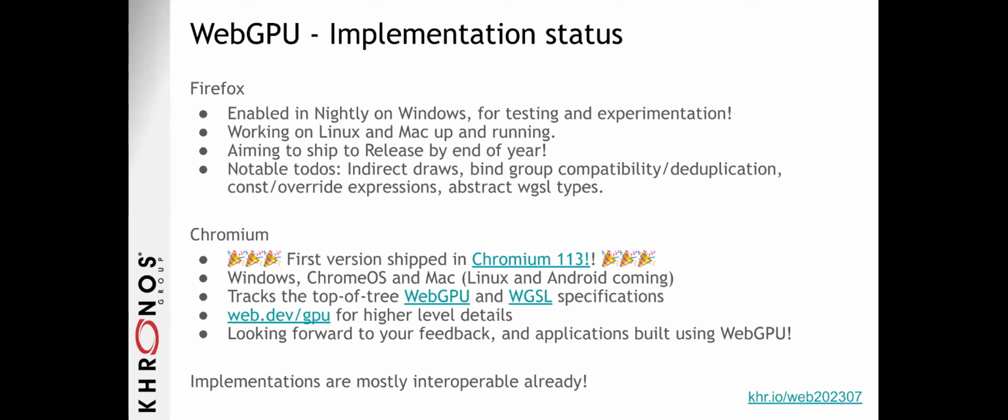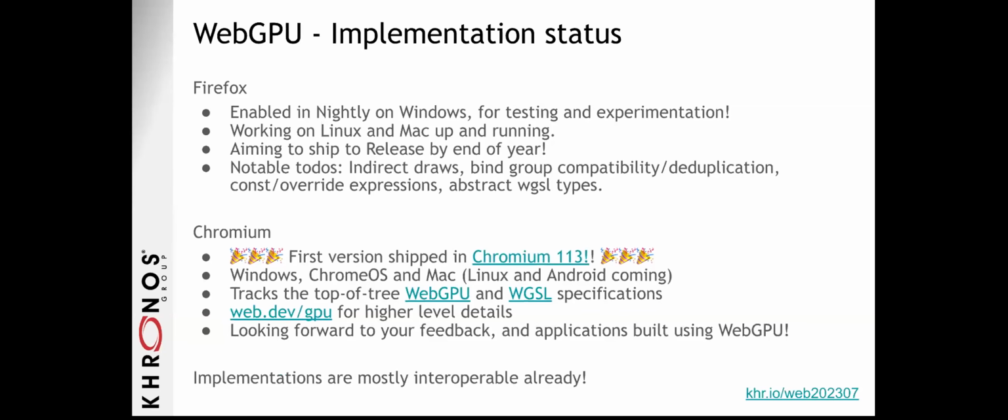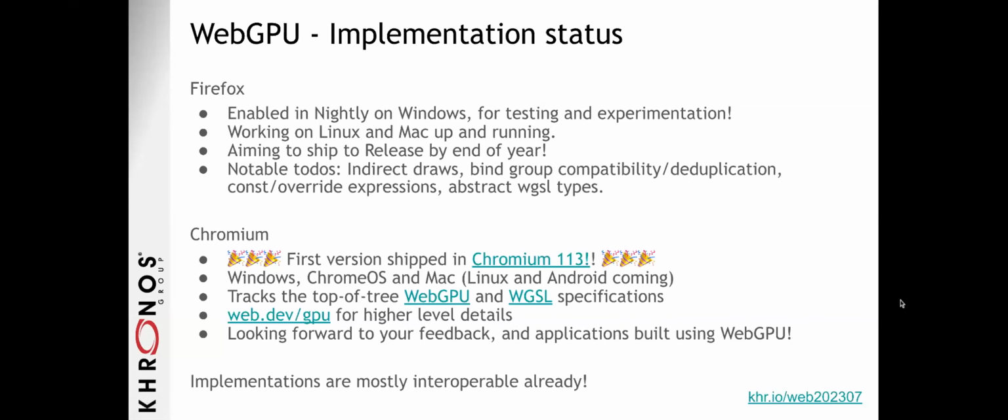On the Chromium side, the first version shipped a few months ago, I guess, in Chromium 113. The initial release is for Windows, ChromeOS, and Mac. Linux and Android are coming soon. I shouldn't say coming soon. I don't want to sign you up for more work, Ken. Coming in the future. Chrome is very up to date with top of tree WebGPU and WGSL specifications. There's more details at the link.